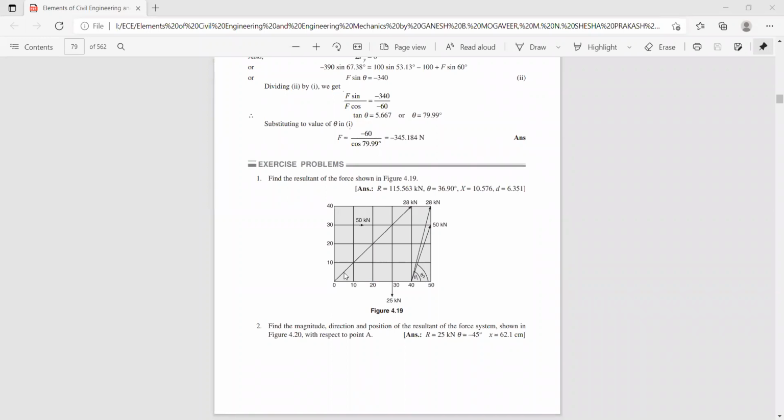Now let us call this theta 1. Theta 1 is 40 by 40, that is 1. So tan inverse 1 works out to be 45 degrees, correct? Because this width is 40 and this height is also 40, so tan theta 1 is opposite by adjacent. So how much is it? It is 45 degrees, I hope. Is it correct?